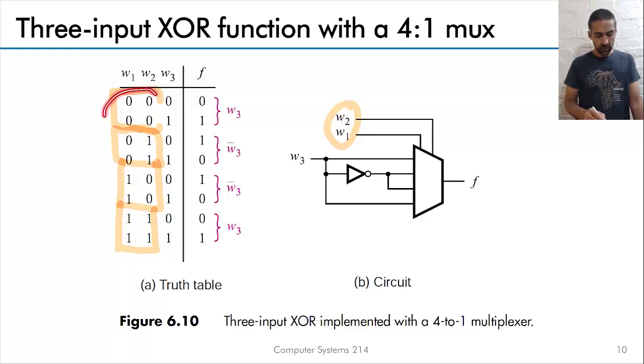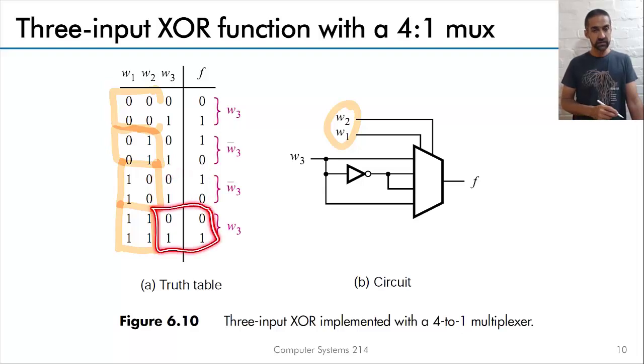Okay, so for this block, you ask yourself, the remaining input, how does that relate to the output? As you can see, W3 is just equal to F, or F is equal to W3. In this case, you can see it's just the inverse. In this case, you can see it's again just the inverse, and in this case, it's W3 again.